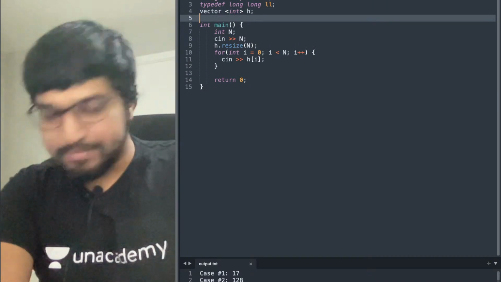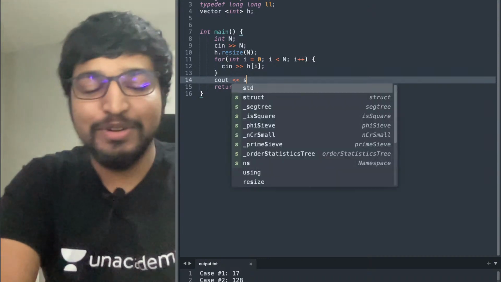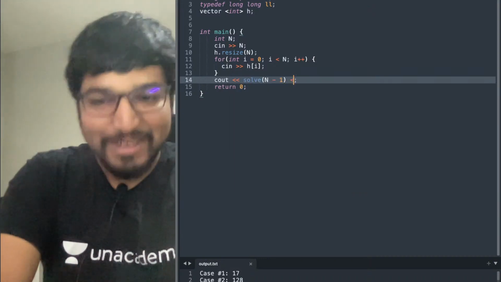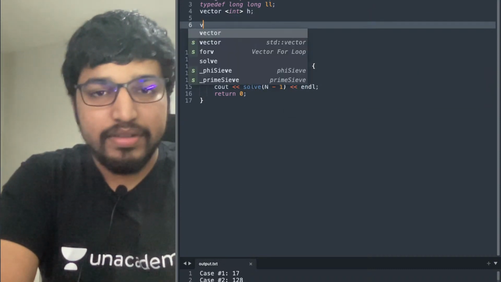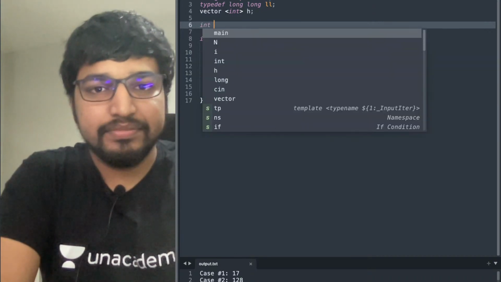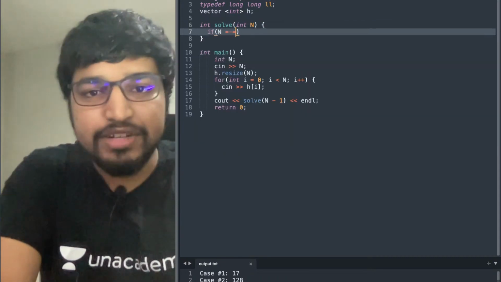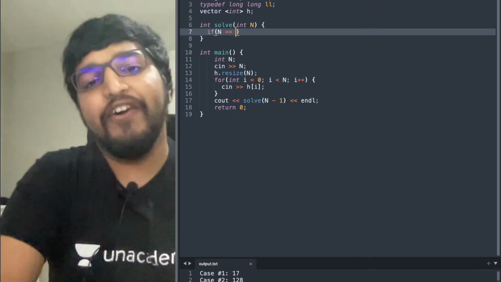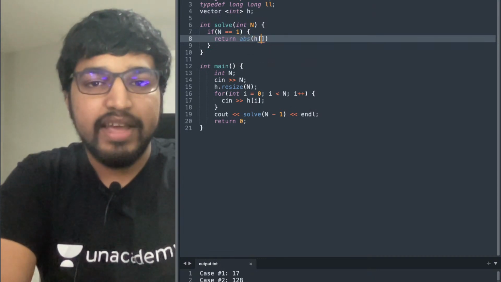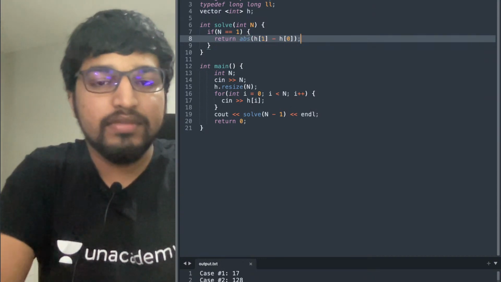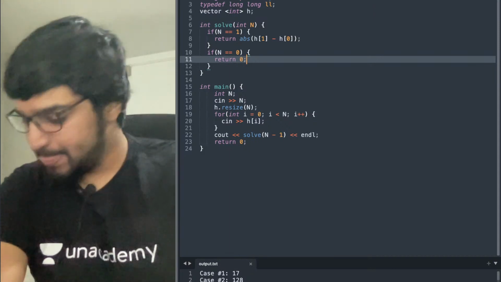Let's go ahead and code this. cout, what are we going to do? We're going to do solve of n. And I'll fill the solve, no worries, I'll just fill it now. int solve int n. The base case, if n equals 1, return absolute of h of 1 minus h of 0. If n equals 0, return 0. These are the two base cases, right?